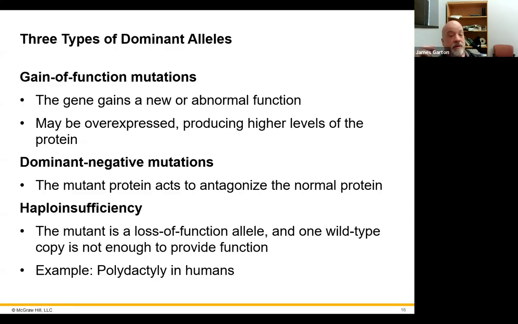It might be that you just randomly, through some random discovery, have found out there is some sequence of amino acids that is overactive compared to the wild type. And then you have what is called a dominant negative mutation. The mutated protein that is made acts against the wild type protein. And then haploinsufficiency. Well, the mutant is actually loss of function, and one wild type copy of the gene is not enough.